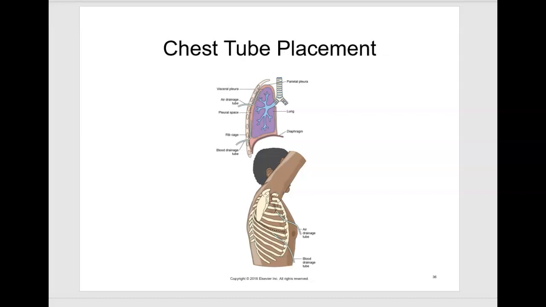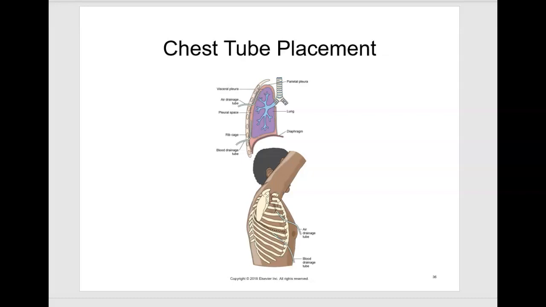This video is going to go over chest tubes. What is a chest tube? It is essentially a device used to drain air or fluid from the pleural space in order to restore the lungs to normal function. What type of patient might have a chest tube?